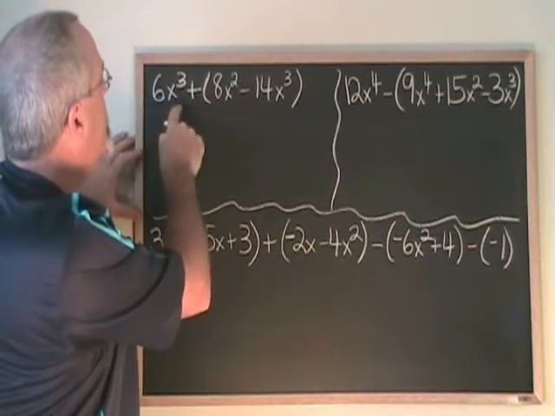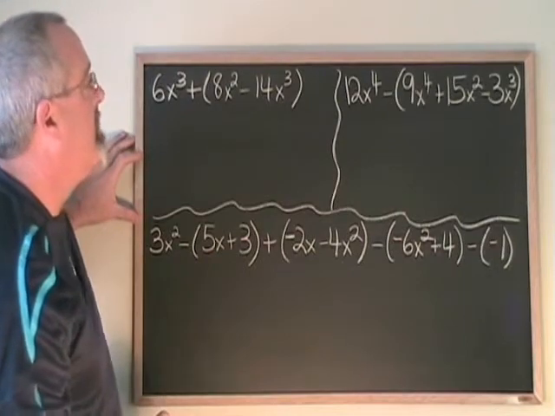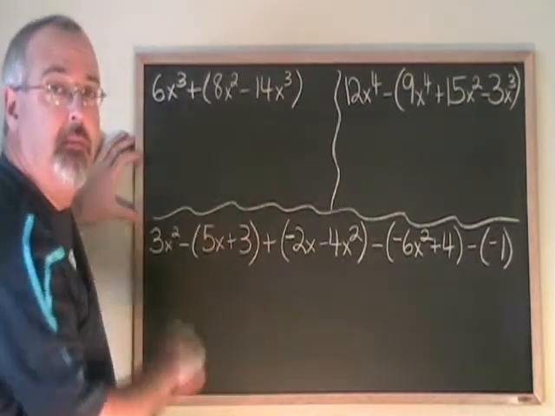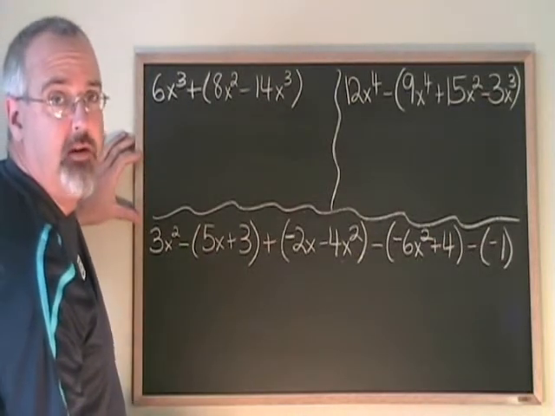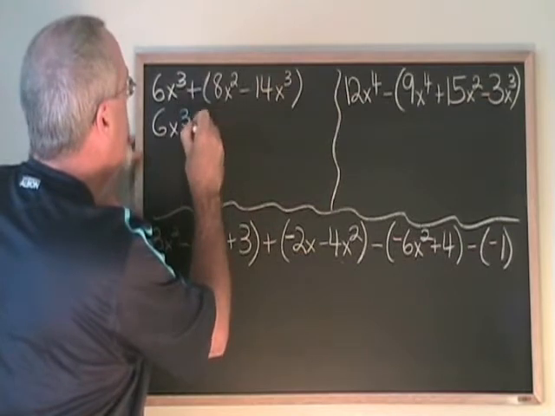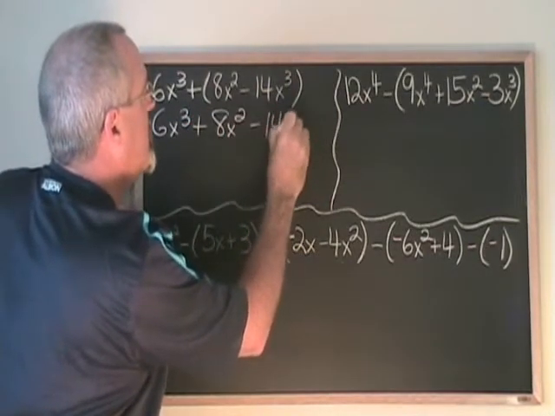Here we have 6x cubed plus, and we have a bracket. Inside the bracket, 8x squared minus 14x cubed. Because there's a plus sign before the bracket, we can remove the bracket and nothing much changes at all. We have plus 8x squared minus 14x cubed.